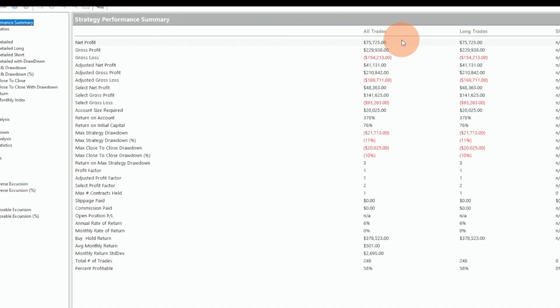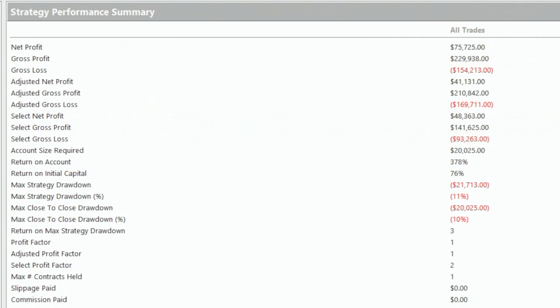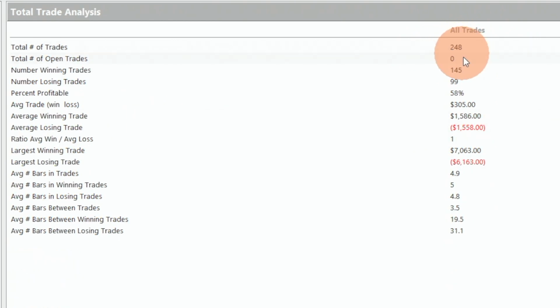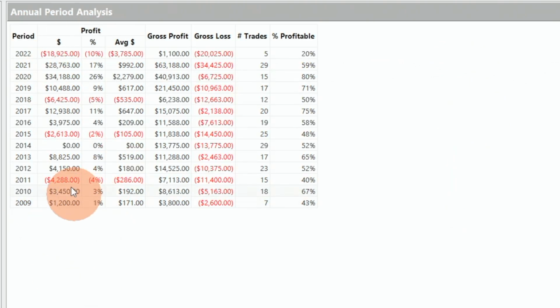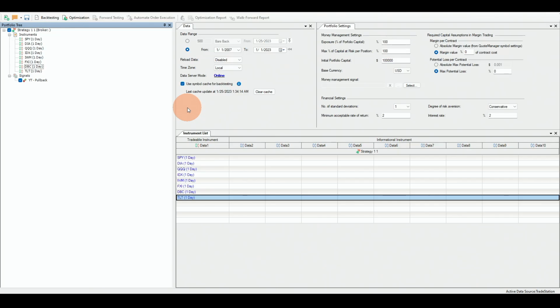So this is the strategy performance. We are making $75,000, 248 trades, making on average $305. And this is the periodical return. We didn't do so well in 2022. And now we are building the portfolio. So this is the same strategy, but now we are using the ETFs.